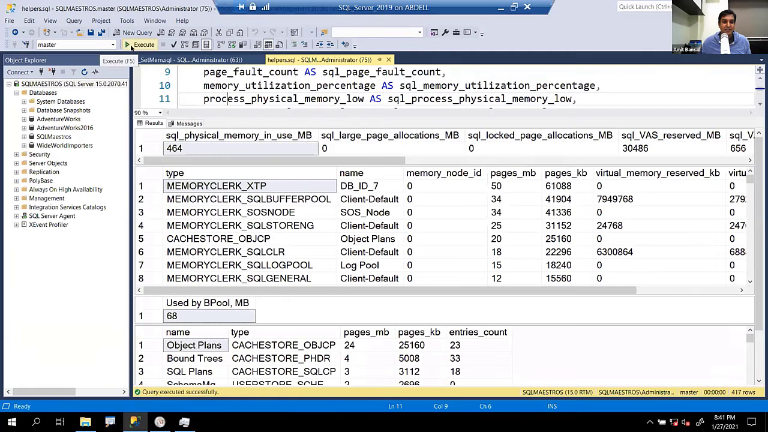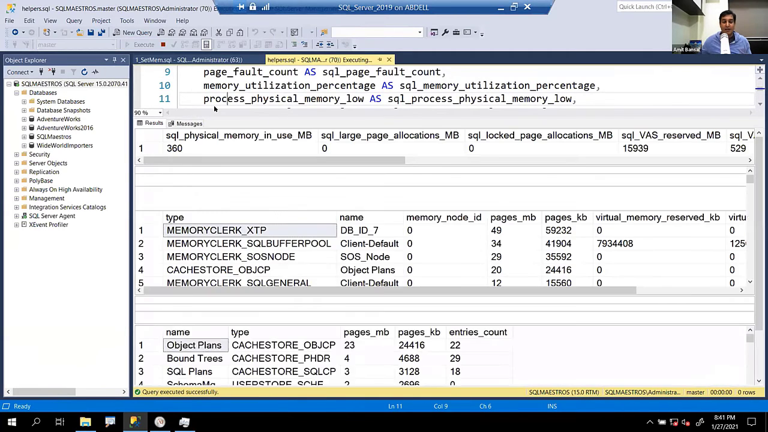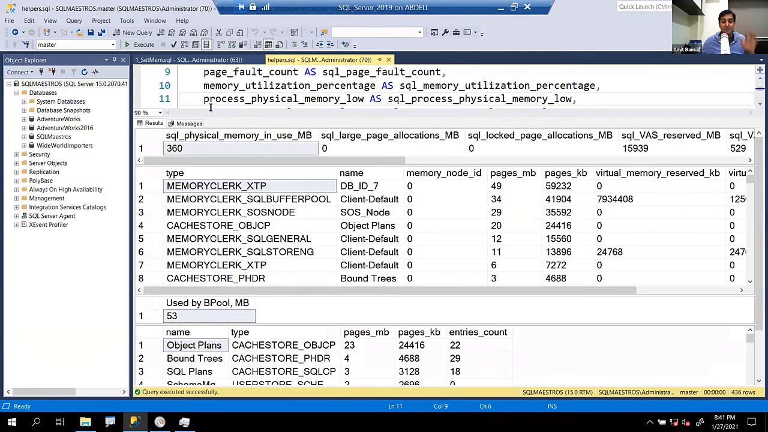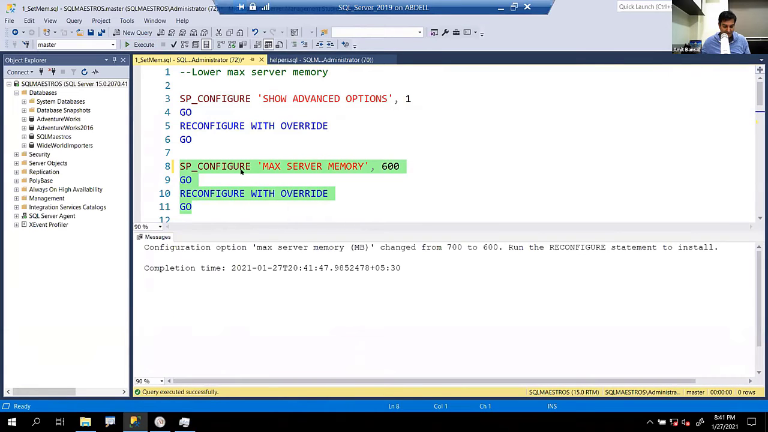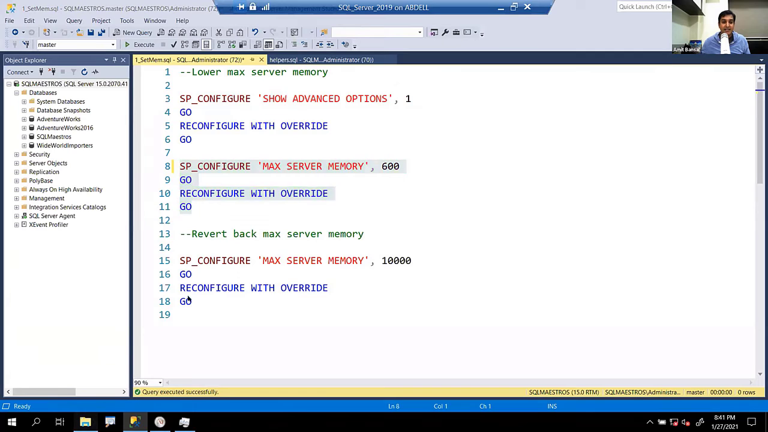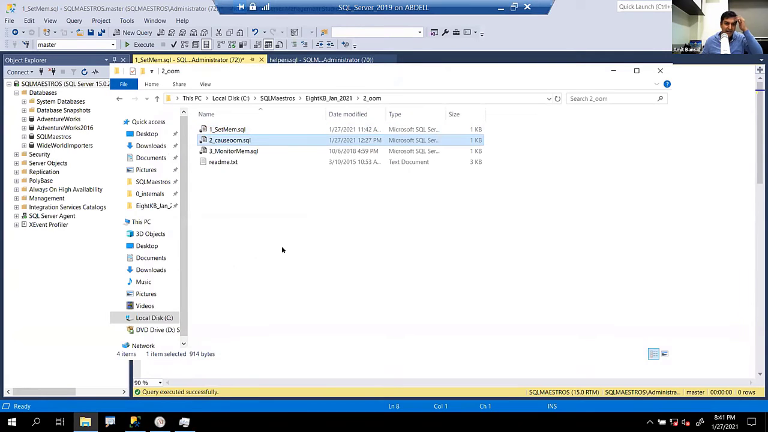Thanks, Andrew. So let's look at the helpers DMV now. Where are we? We are at 360 MB, and this is much lesser because max memory is set to 700 MB already. And I'm now going to change this from 700. Let's put it to 600. So we are going to show advanced options. That's already turned on. Set max memory to 600 MB. We have done that. Now 600 MB is max.